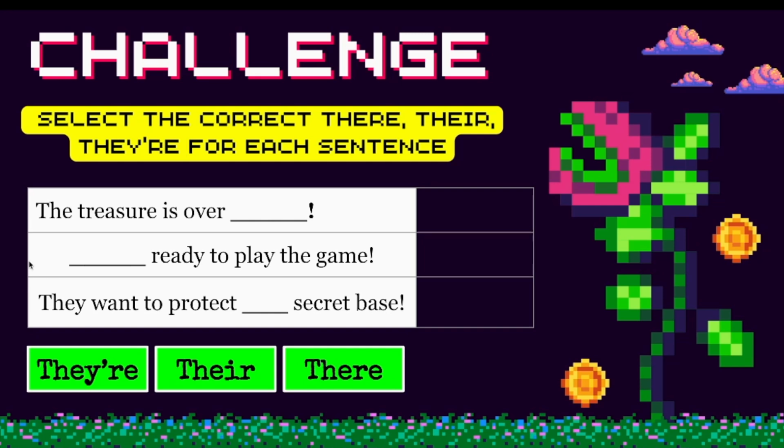Let's look at these sentences. First one, the treasure is over there. So pick which one you think should go in that sentence. They're ready to play the game. They want to protect their secret base. So go ahead and write down the 3 answers you think they are, and we're going to come back to this at the end of the lesson to see if you need to make any changes.